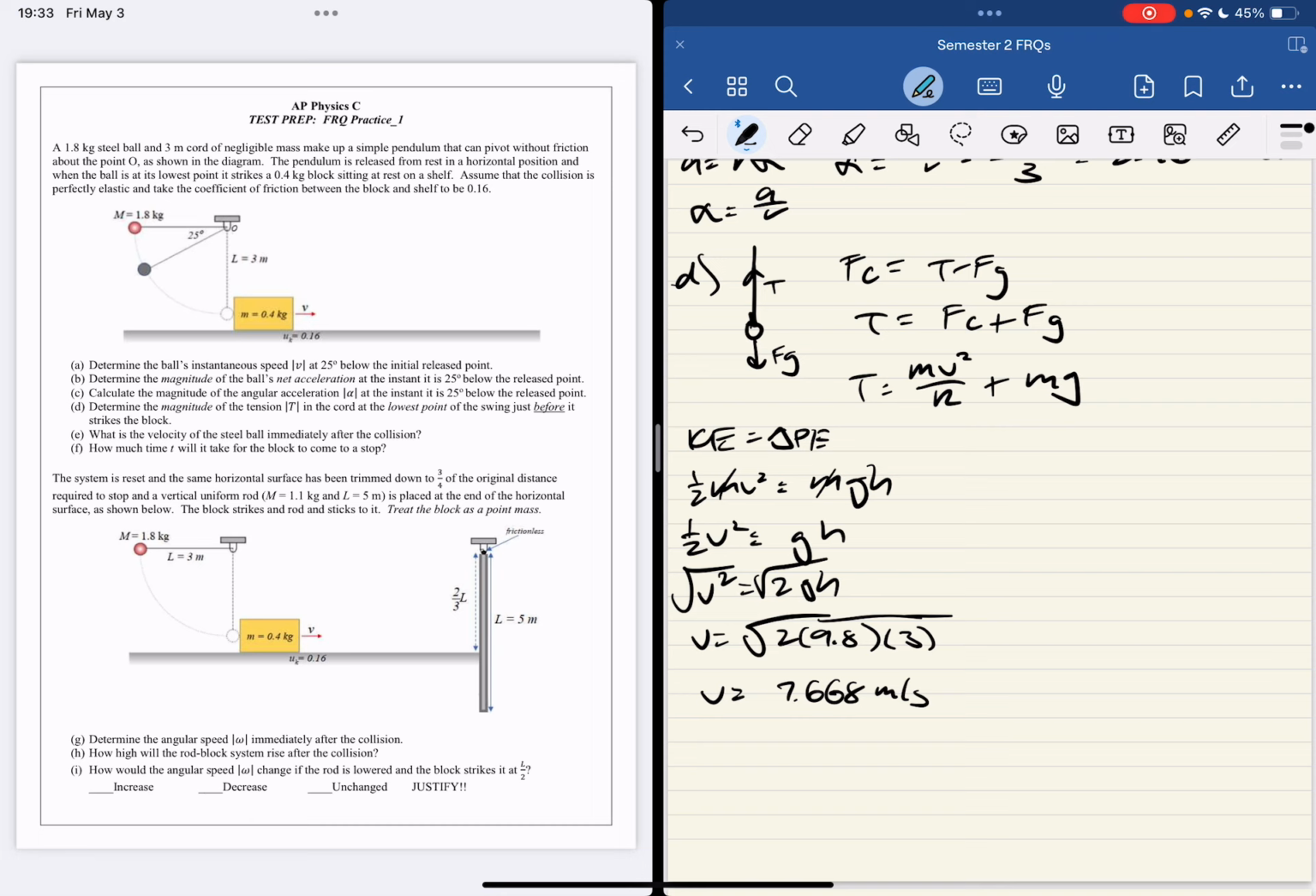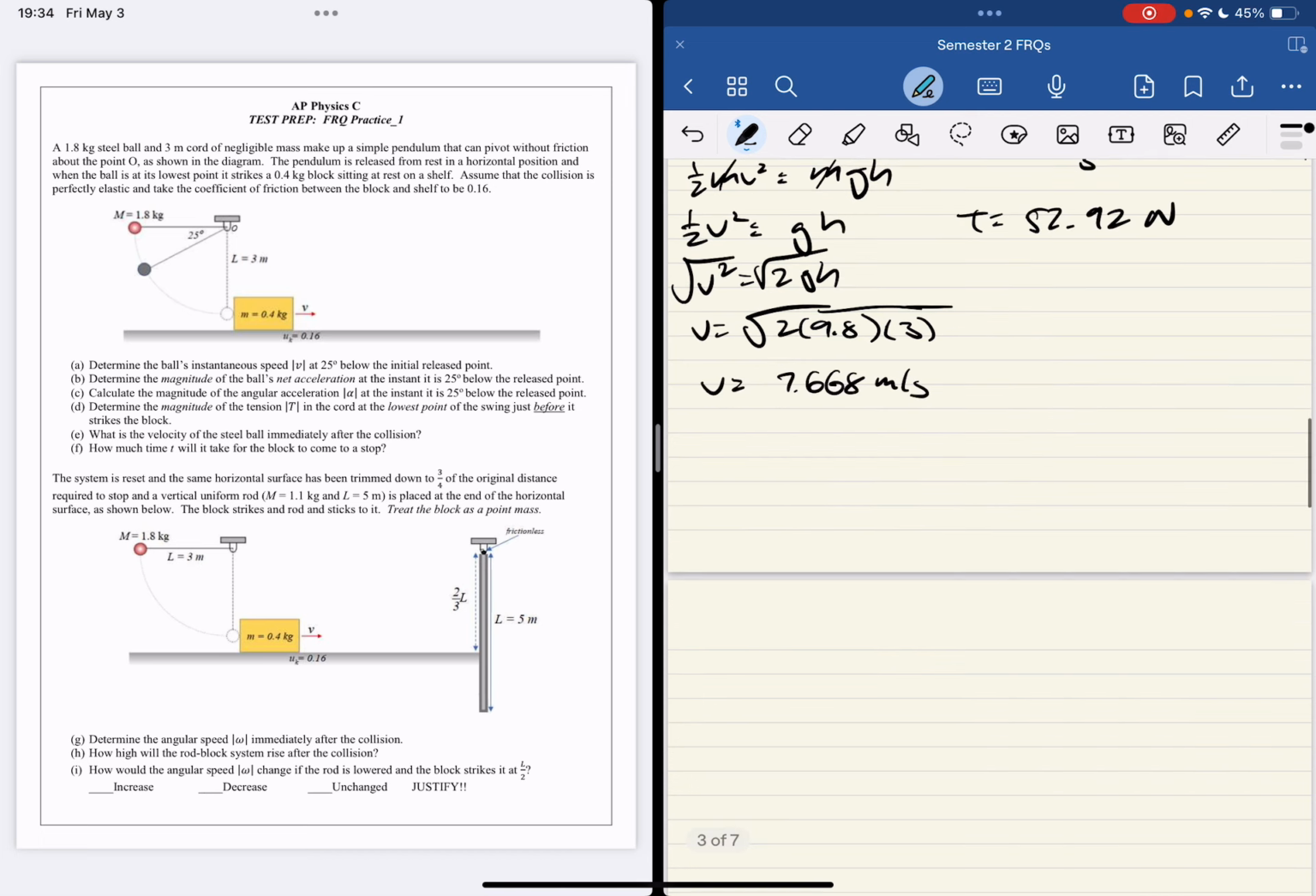Now we can plug that into our T. So T is equal to, the ball is 1.8 in mass, v squared is 7.668 squared over R is 3, plus 1.8 times 9.8. And so T will equal 52.92 newtons. Okay, moving on to part E, what's the velocity right after the collision.